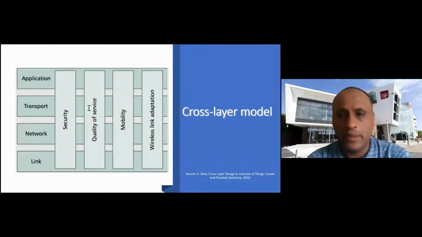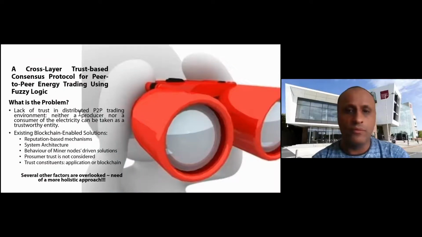So in a typical cross-layer design, each layer is characterized by some key parameters. The parameters are passed on to the other layers to help them determine the best course of action with regards to the current status. And we have used this cross-layer information for trust formulation and other purposes in our proposed energy trading system. Right, so let's move to the main agenda item.